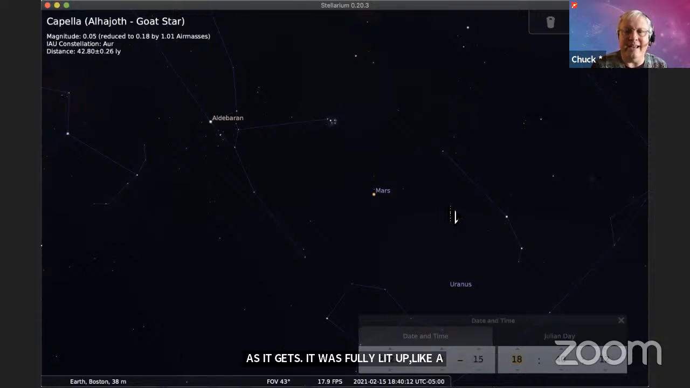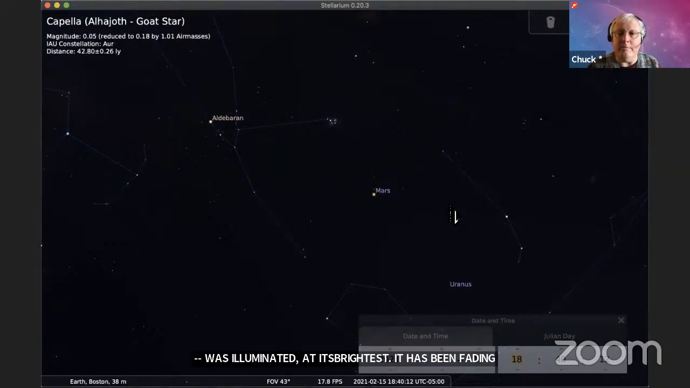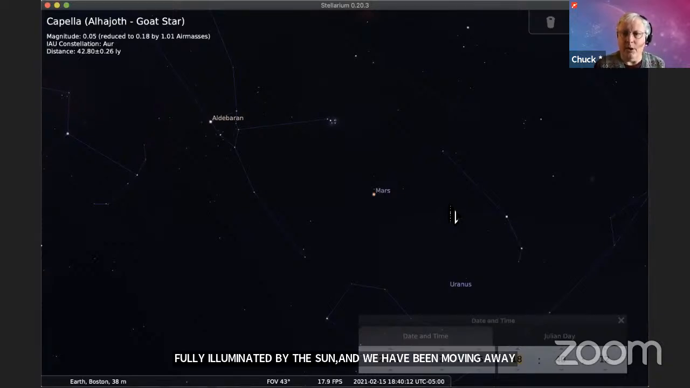It's been fading ever since because it's moved to a position where it's not fully illuminated by the sun, at least the side that faces us, and we've been moving away from it. Right now, we are about 140 million miles away from Mars, so it looks smaller in a telescope, looks fainter in the sky, but still, it's an attention grabber there. About 140 million miles away. That is about 12 light minutes away.